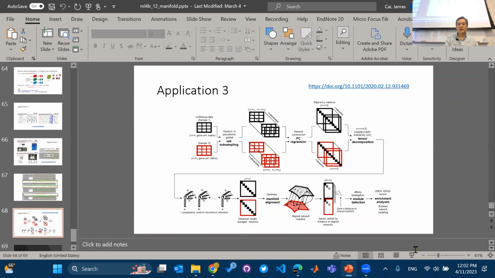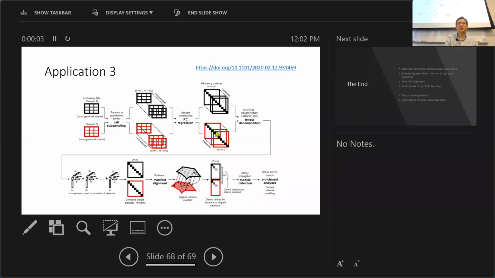Okay, so last slide, I don't know if you still remember this. We use tensor decomposition and the manifold alignment built into our pipeline to compare two samples. I will try to build something which helps people go beyond differential expression analysis. As I told you before, I'm against differential expression analysis for single cell data. So if we don't do DE analysis, what can we do? This is one of the applications.